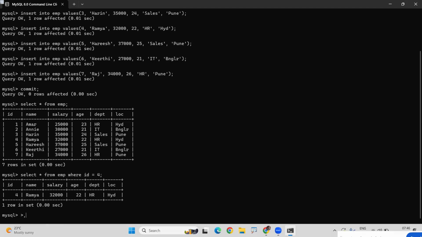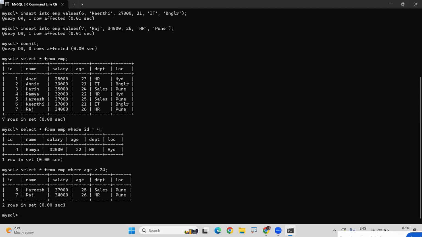Greater than, less than, greater than or equals to, less than or equals to, equals to. Equals to means single equal, and not equal. The same relational operators we use in regular programming languages, the same we can apply here to retrieve the information on condition. Select star from employee where age is greater than 24.